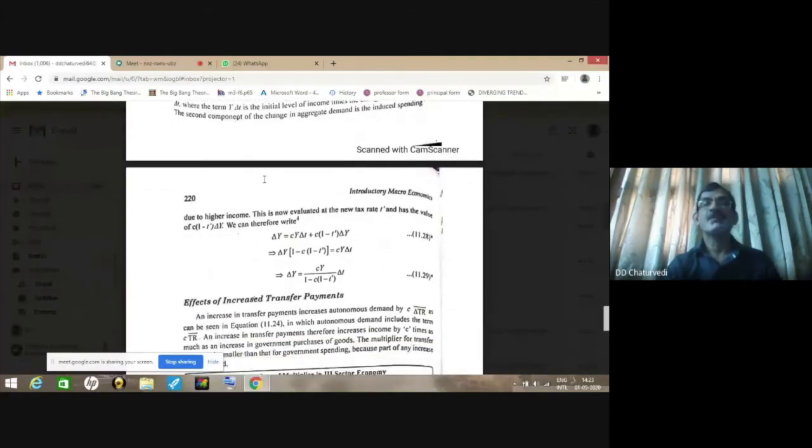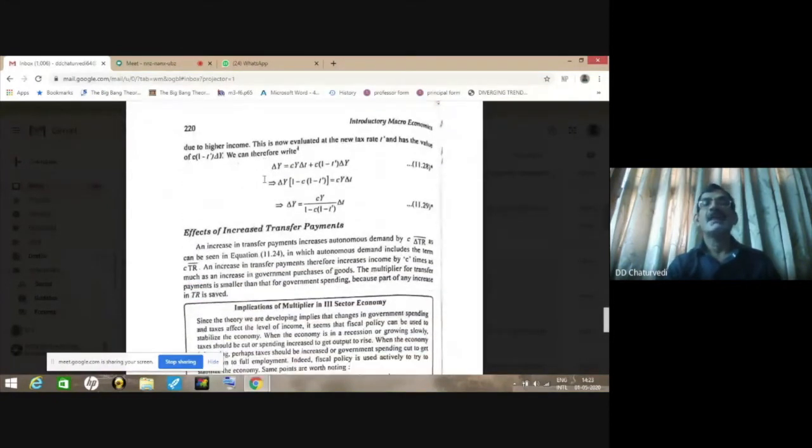The remaining portion of this subsection, about which you have equations 11.28 and 11.29, has been deleted from the current reading list, so I am omitting the same from the discussion. It is also given in the book that these starred questions and portions are optional and can be studied only for conceptual understanding.